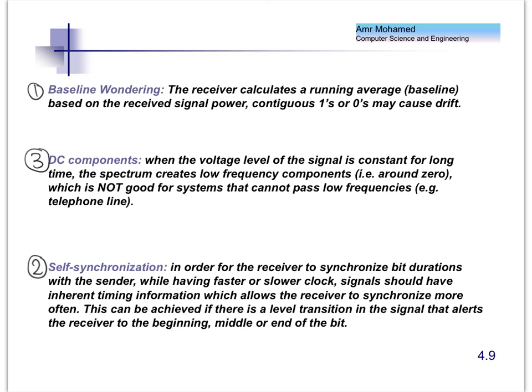One and two here correspond to the two objectives I talked about, the two objectives at the receiver: one, detect the bit boundaries correctly; two, within each bit duration, detect the voltage level correctly. Okay, so let's talk about each one quickly.